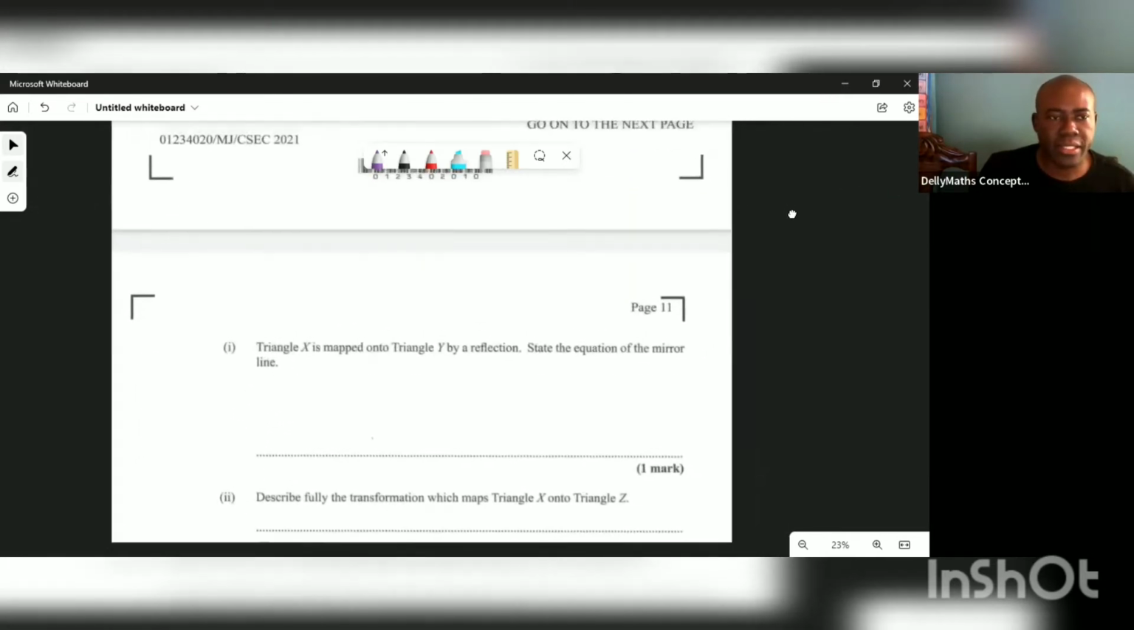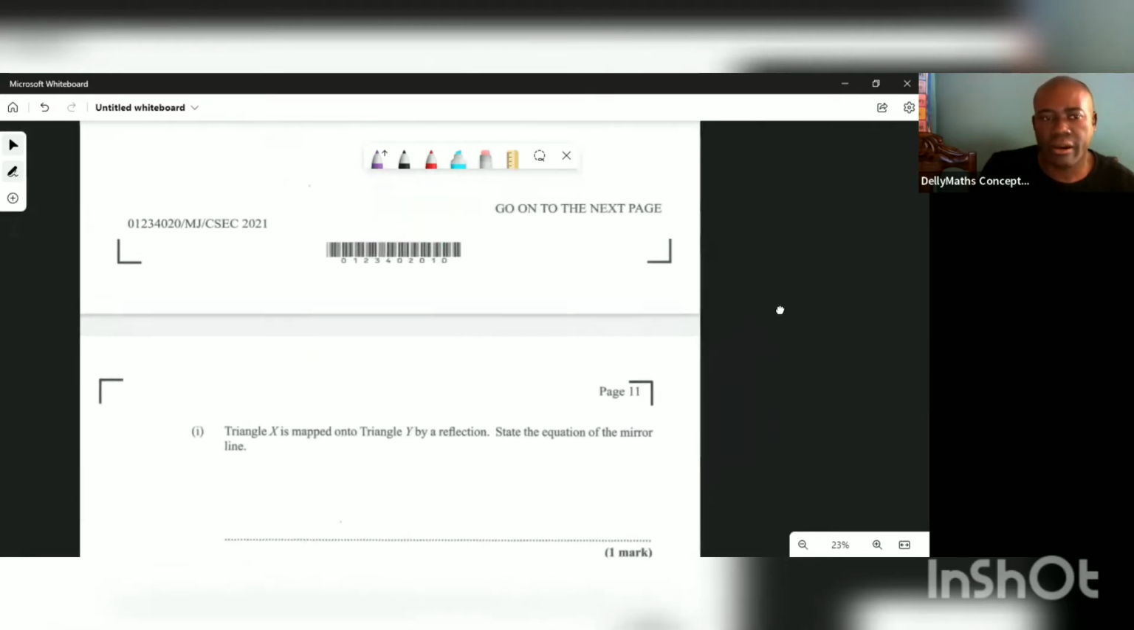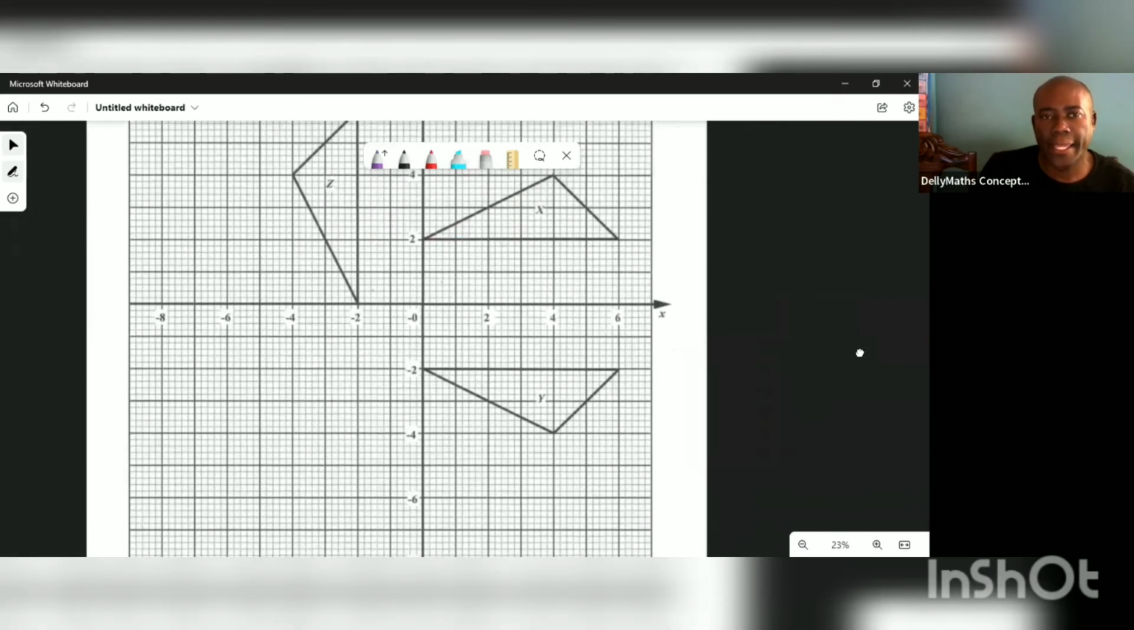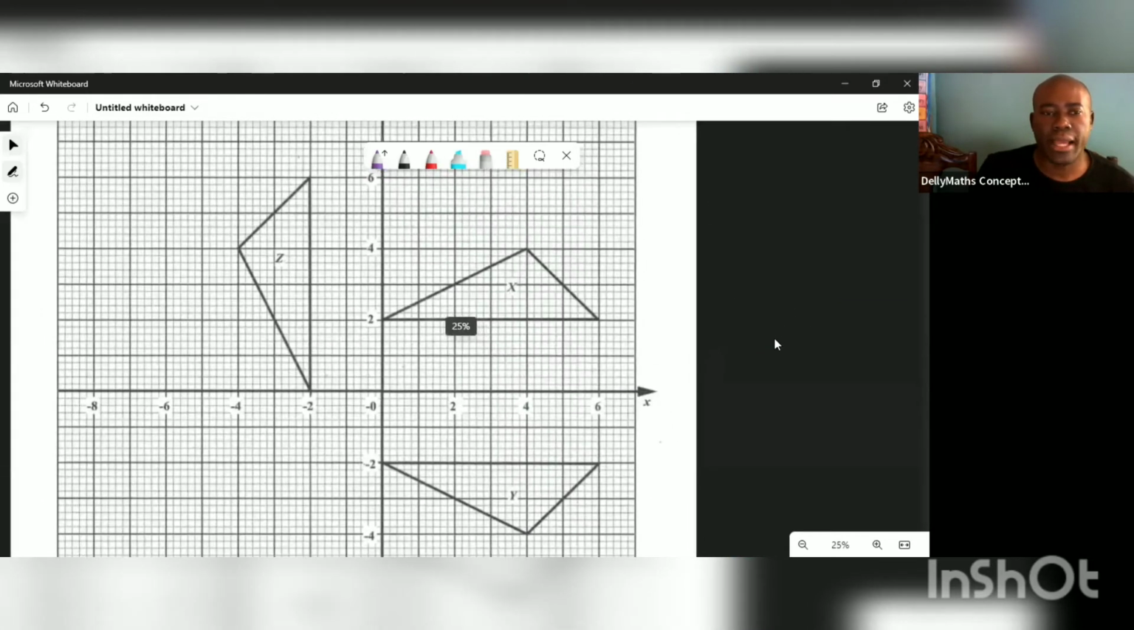The first question says triangle X is mapped onto triangle Y by a reflection. State the equation of the mirror line. So triangle X is mapped onto triangle Y by a reflection. So we were told that it's a reflection, and they're asking us to state the mirror line. Remember though, that the mirror line is going to be halfway in terms of distance between any two corresponding points. So I'm going to color code my points that are corresponding.